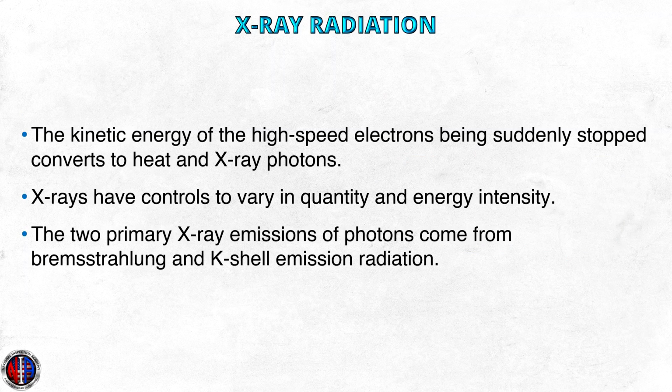The kinetic energy of the high-speed electrons being suddenly stopped converts to heat and X-ray photons. Unlike the steady stream of photons from gamma ray sources, X-rays have controls to vary in quantity and energy intensity. The two primary X-ray emissions of photons come from Bremsstrahlung radiation, meaning braking radiation, and K-shell emission radiation, also known as characteristic radiation.